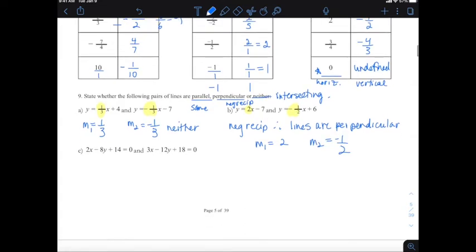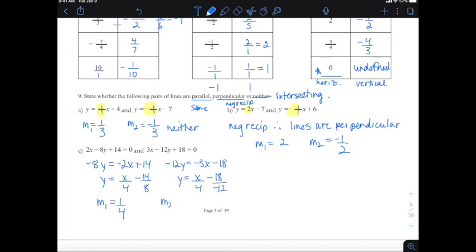Okay, now for C, we actually do have to do a little bit of work here. What I need to do is isolate y. So this is going to be x over 4. I've done a couple of steps there in my head, but I can see that the first slope is 1/4. I'm going to isolate y here. I'm going to get y equals x over 4 again. So m2 is 1 over 4. So these guys are parallel lines because those two slopes are the same.